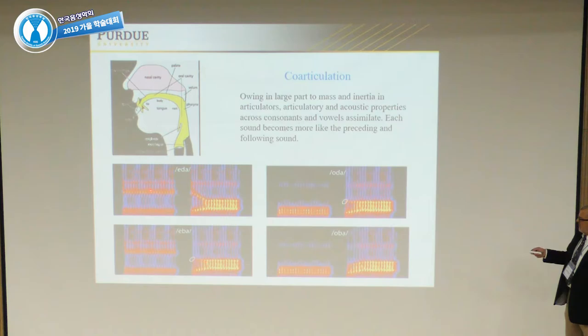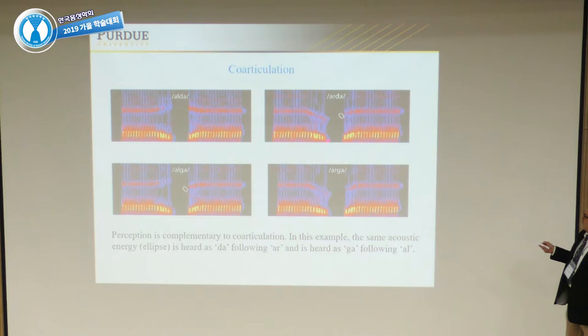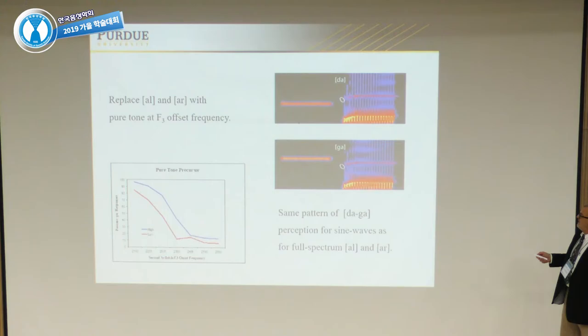And we did a lot of experiments kind of this sort. So this is the classic one, Alda, Arda, Alga, Arga, where all we would do is replace the third formant with nothing but a sine wave, no speech. And we could fully recover the pattern of change of how you heard, in this case, da and ga. The pattern that we used to see for the context of al or ar is the identical pattern found when we do nothing other than introduce one frequency prominence where al or ar should have ended. And we did a whole bunch of these.